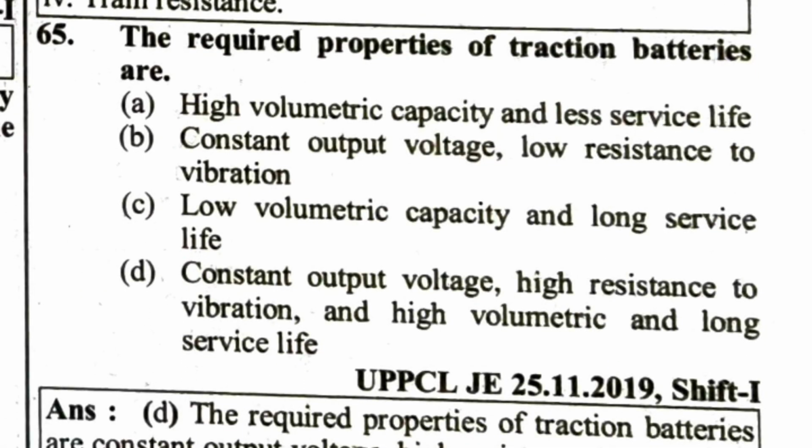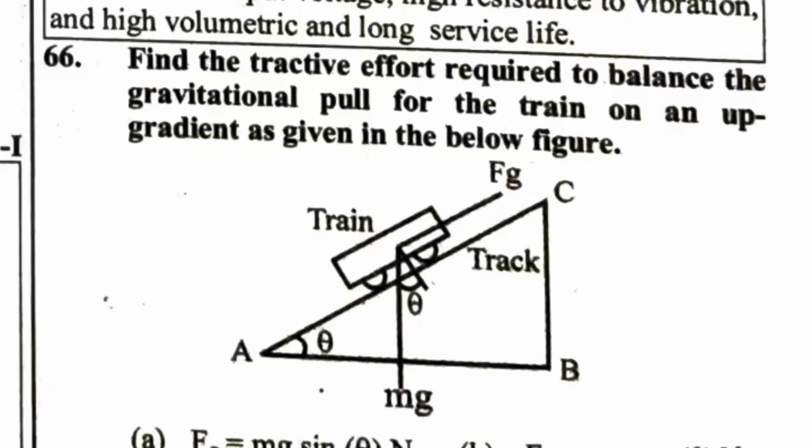The required properties of traction batteries are constant output voltage, high resistance to vibration, and high volumetric efficiency and long service life. ठीक है, ये क्या है? Find the tractive effort required to balance the gravitational pull for the train on an up gradient as given in the below figure.